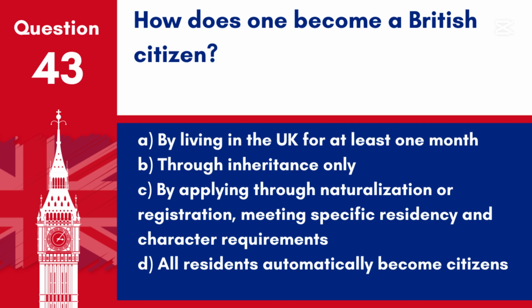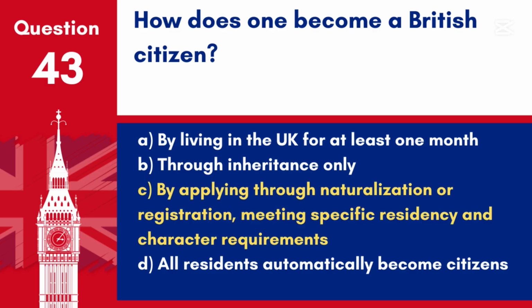Question 43. How does one become a British citizen? A. By living in the UK for at least 1 month. B. Through inheritance only. C. By applying through naturalization or registration, meeting specific residency and character requirements. D. All residents automatically become citizens.